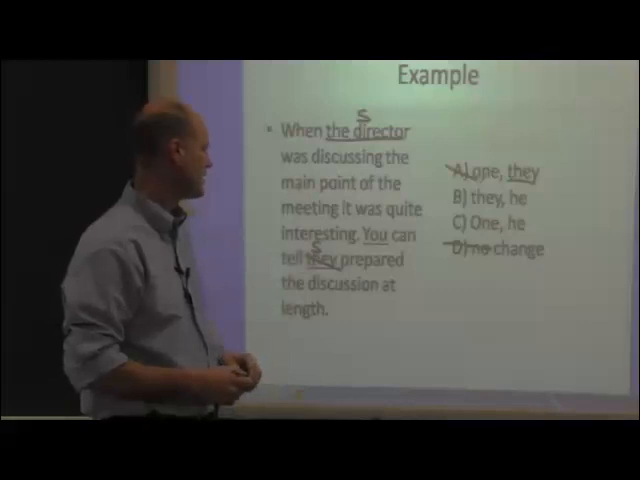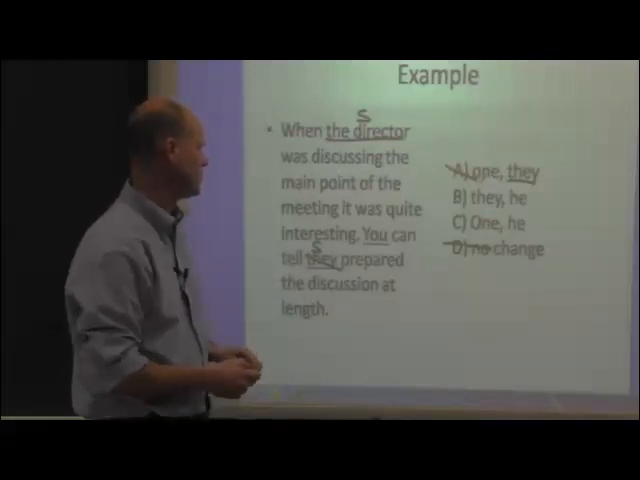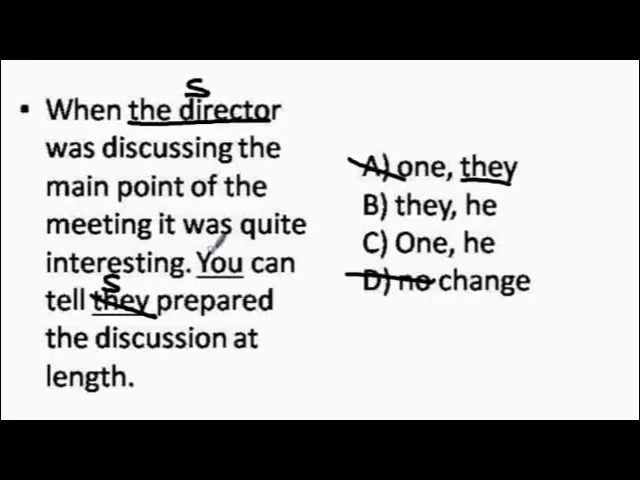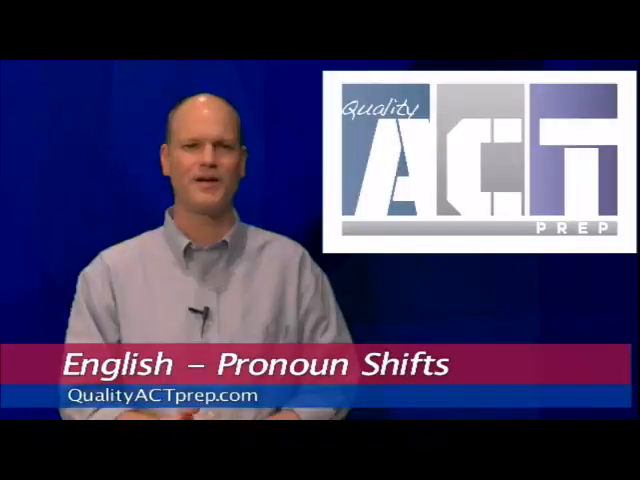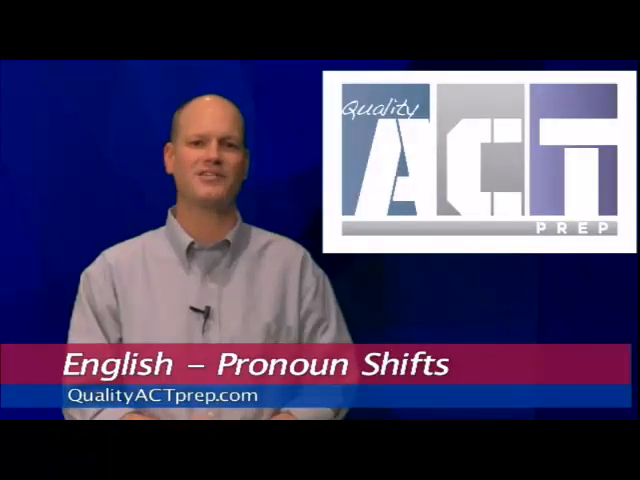We've established that it's singular. So we have one can tell he prepared the discussion at length, or we have they can tell he prepared the discussion at length. Given that we've established it's a singular, we don't want to change number, which is what they do in B, so our correct answer is going to be C, one and he. Recognizing pronoun antecedent errors will help you do well on the English portion of the ACT exam.